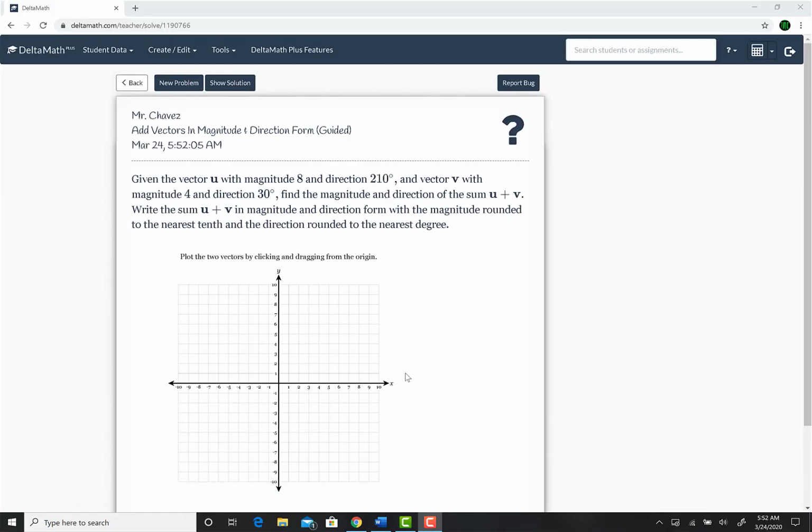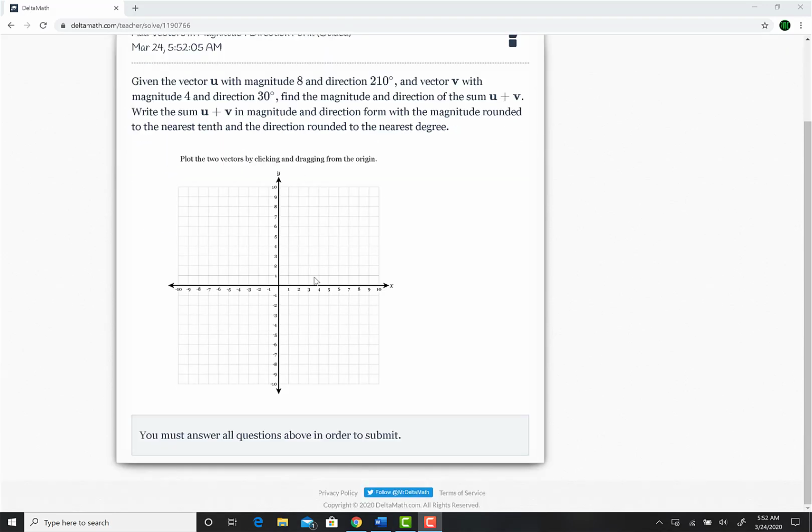All right, guys. Here we go. Here's that same question that we just did a little while ago. I just wanted to show you how it looks in Delta Math. It's a little funky, and I did this one specifically because 30 degrees and 210 degrees are opposite of each other. Or if you add 180 degrees to the 30, you're at 210. And so the numbers work out pretty nice. So let's go ahead and do this.